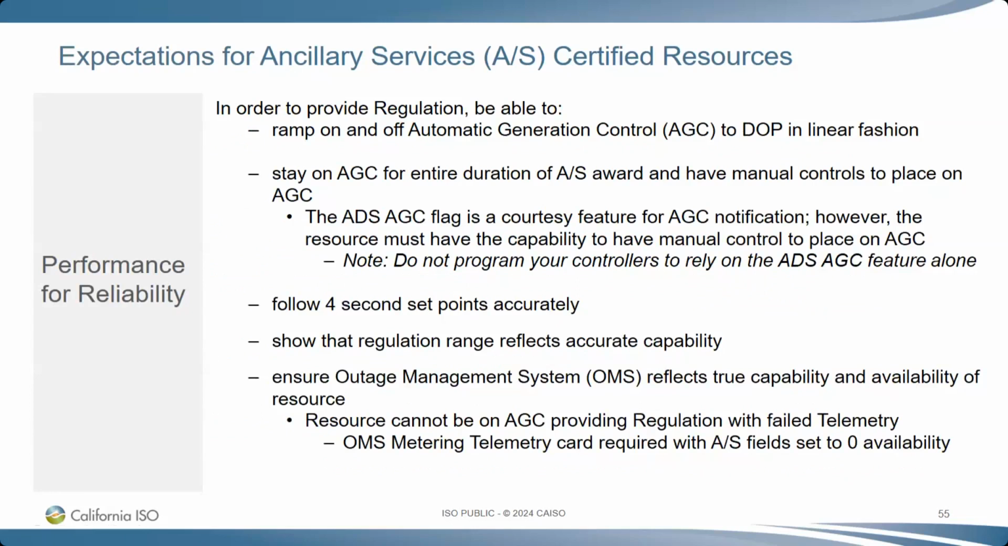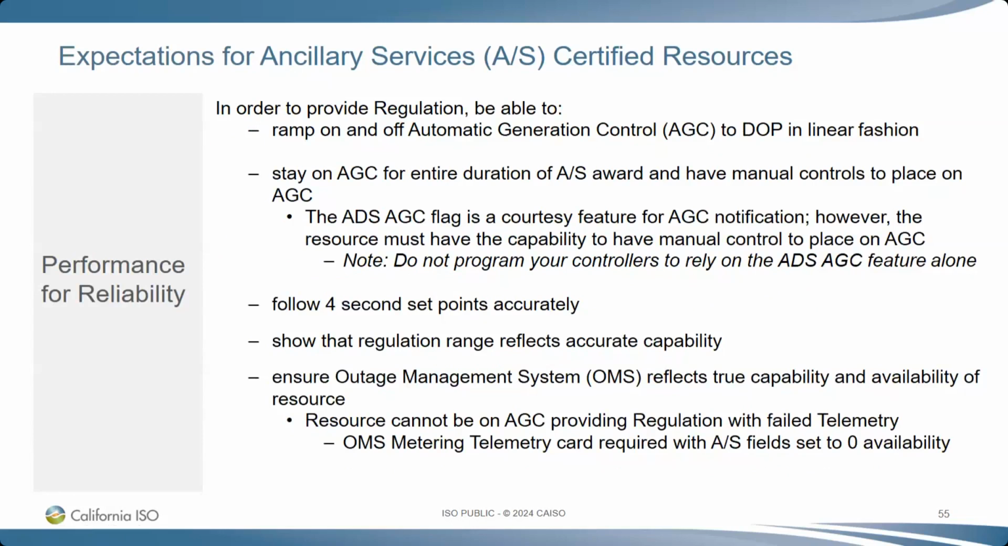So what are some of the exceptions for ancillary services? This really comes from the Gen dispatchers, what they're looking for and what the expectations are for reliability. So what kind of performance are we looking for from you?